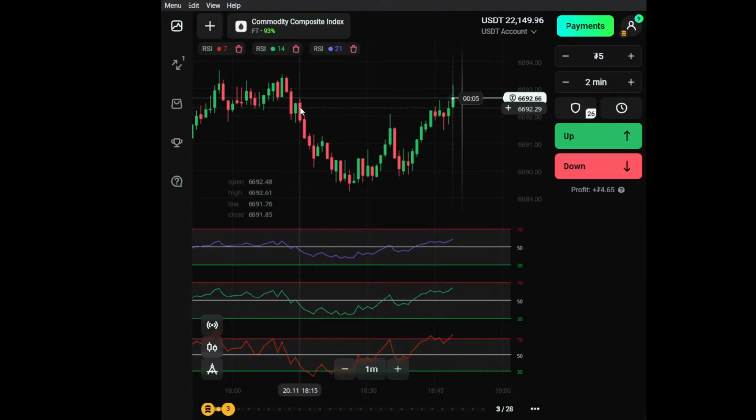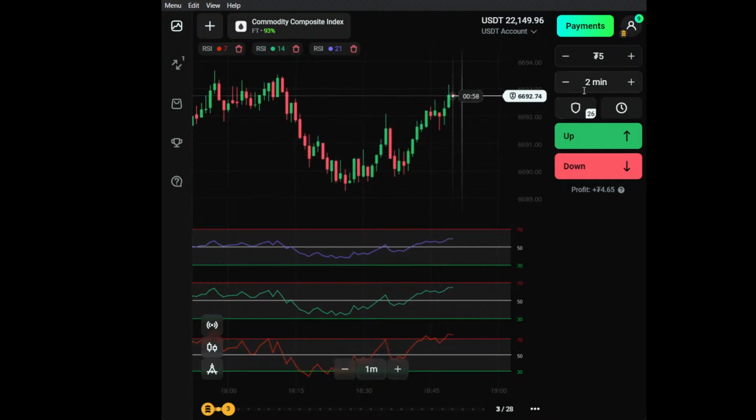So what will happen once the candle ends? The graph time is 1 minute, guys. And the trade time has to be double or triple of the graph time. So what will happen in that scenario? I just look at the color of the candle.